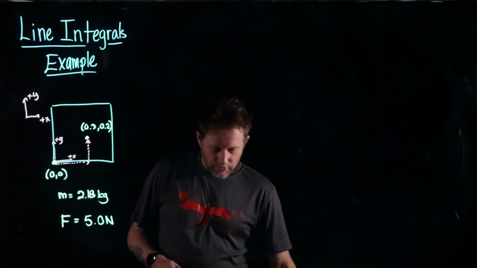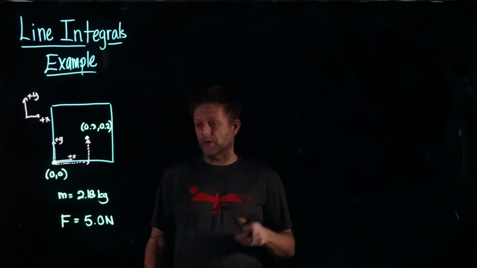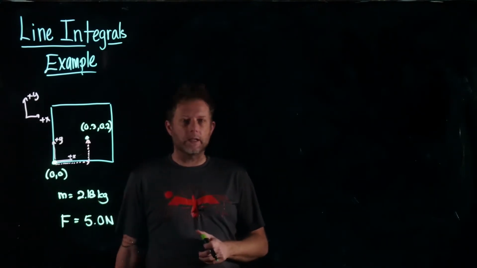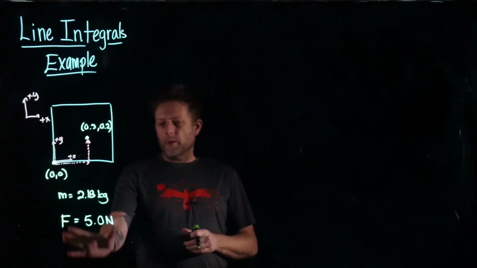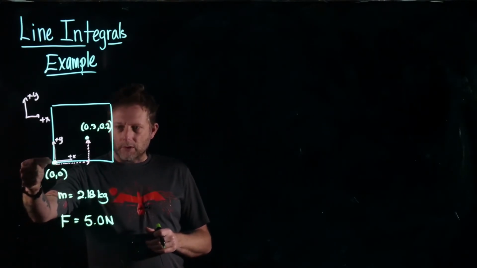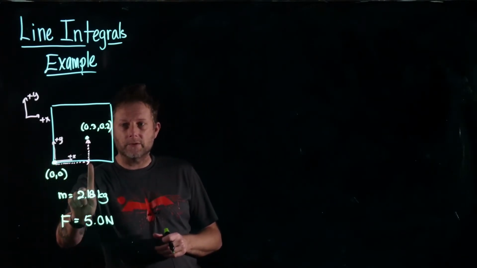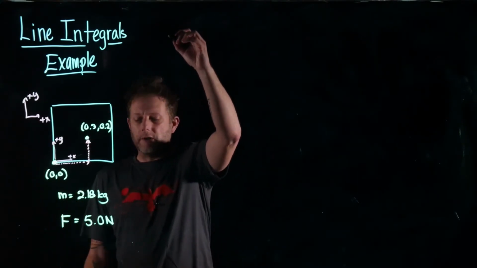So let's see how we can use the line integral that we just talked about in the previous video. The textbook has a mass of 2.18 kilograms. I actually put it on a scale to figure it out. And we're going to assume we're applying a constant force of 5 newtons. So first we're pushing 5 newtons along the x direction, and then we push 5 newtons in the y direction. So how much work is done by pushing it?